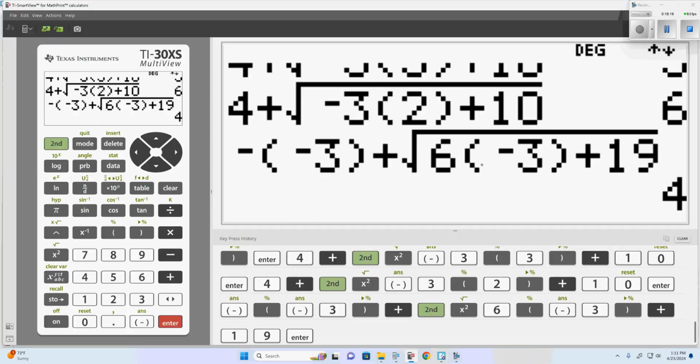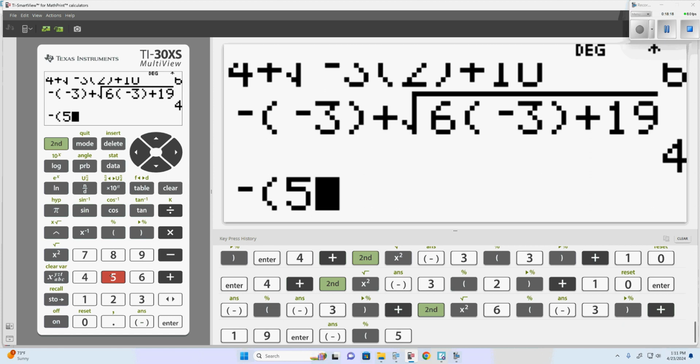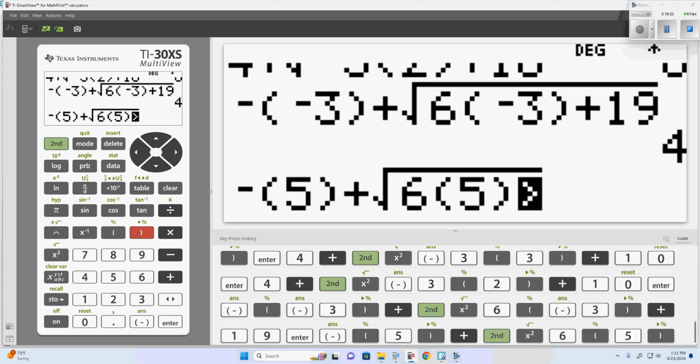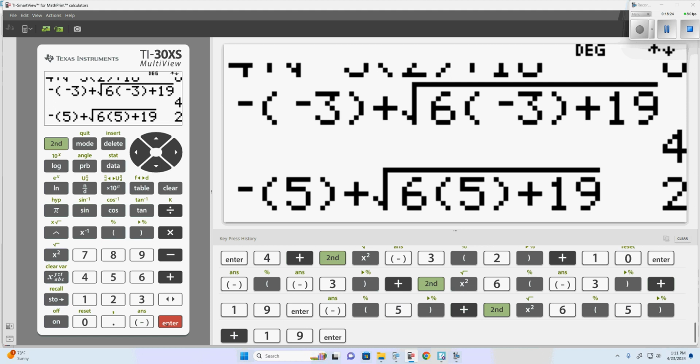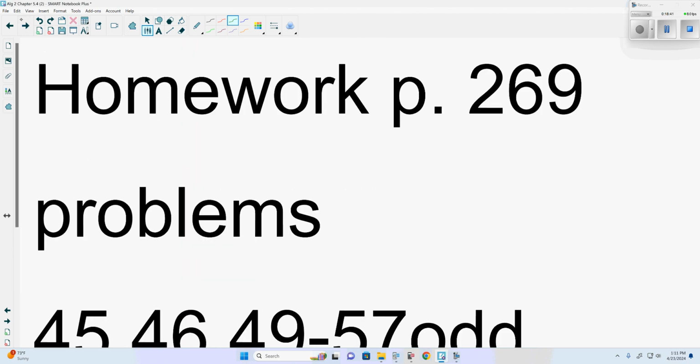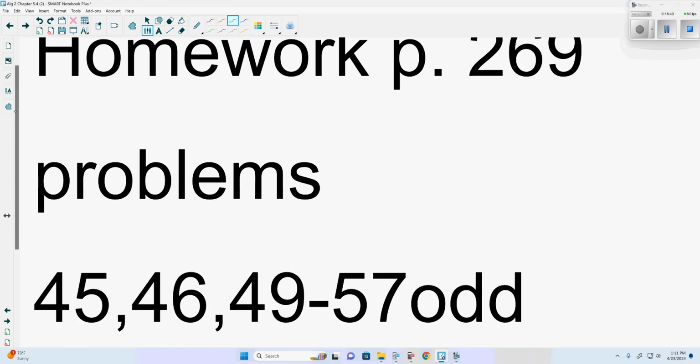Now we need to check the other one. 5 plus the square root of 6 times 5 plus 19 is indeed 2, so 2 equals 2. So that works. Questions on this here? And that's it.